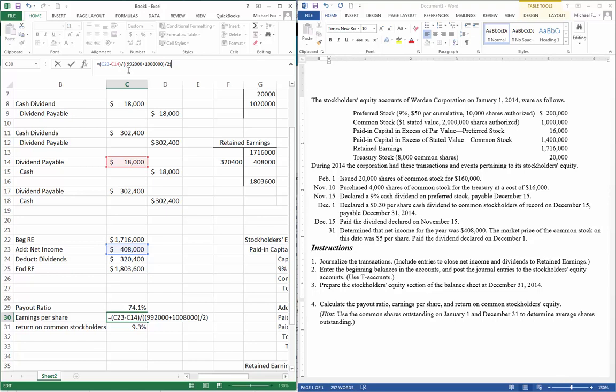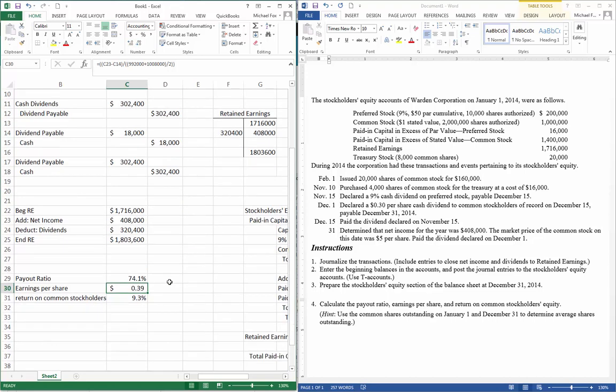Let's see. And we will add one more set of parentheses. And hopefully that will give us our earnings per share. Again, we don't want those as dollars. Well, we do, but we need some decimals. 39 cents per share. And that should do this problem.